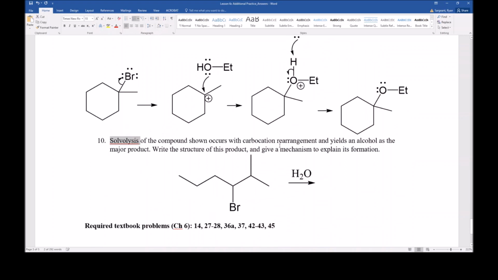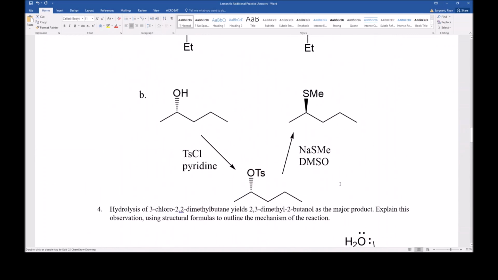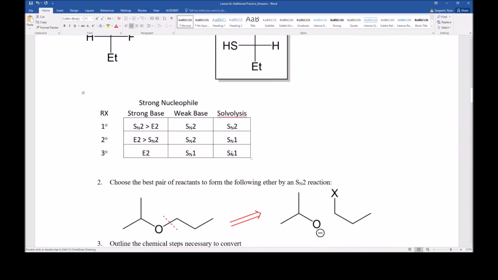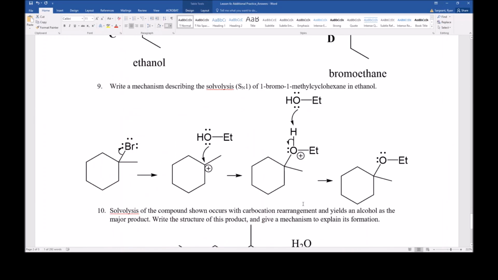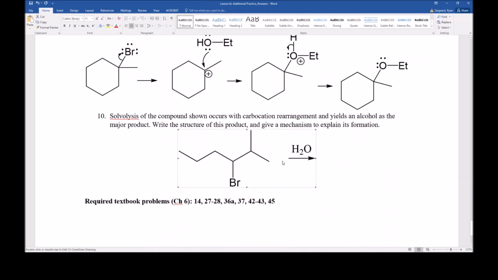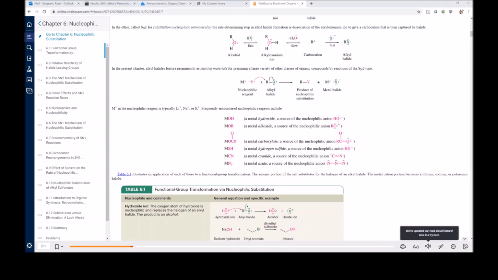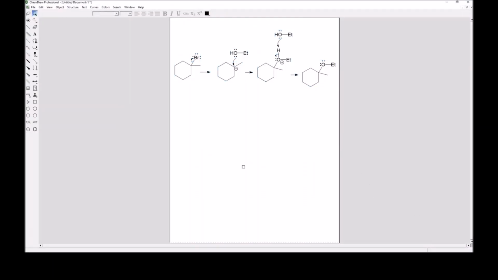Solvolysis of the compound below occurs with carbocation rearrangement. Well, this is a secondary alkyl halide, and we're undergoing solvolysis in the presence of water. So let's check to make sure that our table shows that. Oh, hey, now it does. So a secondary alkyl halide in solvolysis will go Sn1 with the potential for a shift. And so the question is now asking us to show a mechanism. So we'll grab this, take it over to ChemDraw, and spit out yet another Sn1 mechanism.